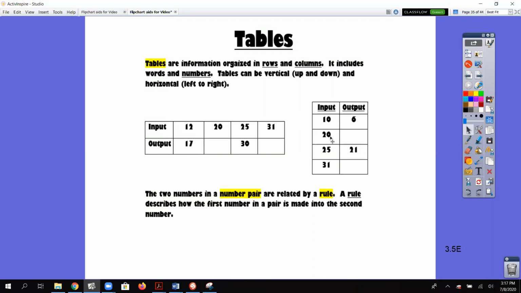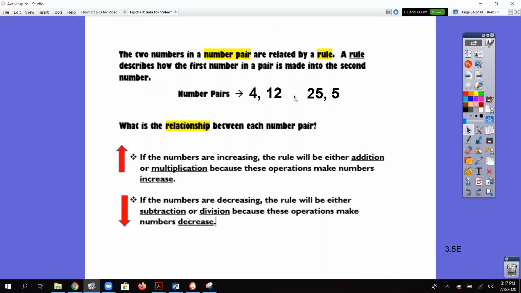The two numbers in a number pair are related by a rule. A rule describes how the first number in a pair is made into the second number. So, for example, right here, these are number pairs. This is a number pair, and this is a number pair. Now, each number pair is connected by a rule or a pattern. This says, what is the relationship between each number pair? The word relationship means how two things are connected. So these numbers are connected in many different ways, and our job when working with tables is to find how those numbers are connected.